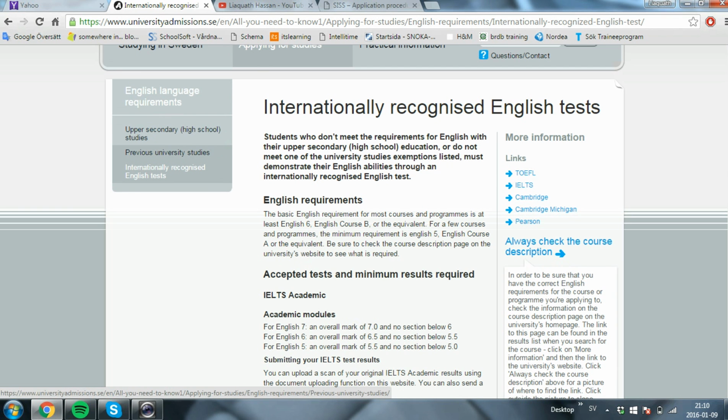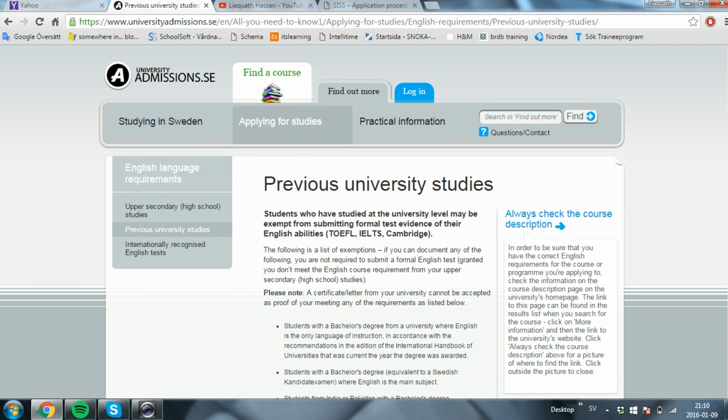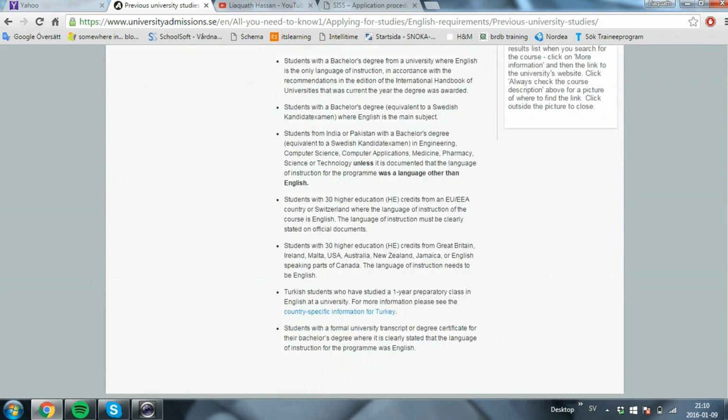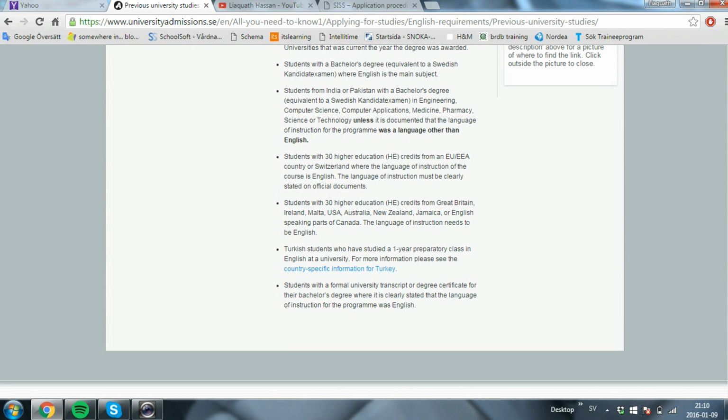If you click left, previous university studies, I have shown you before, so I'm not getting into depth. This is the last point: students with a formal university transcript or degree certificate for their bachelor degree where it is clearly stated that the language of instruction for the program was English. So this is the one you need to consider. Most of the students maybe studied in English, but they don't have IELTS or TOEFL or whatever. In that case, you can provide this one.